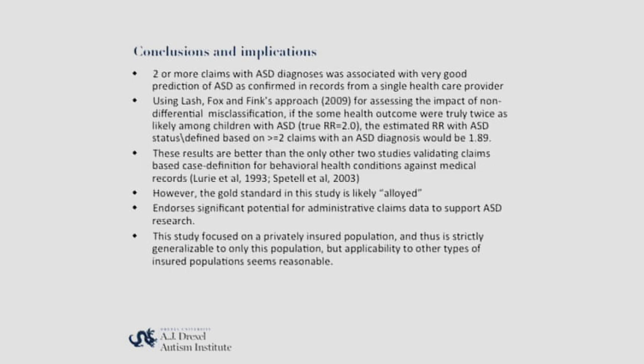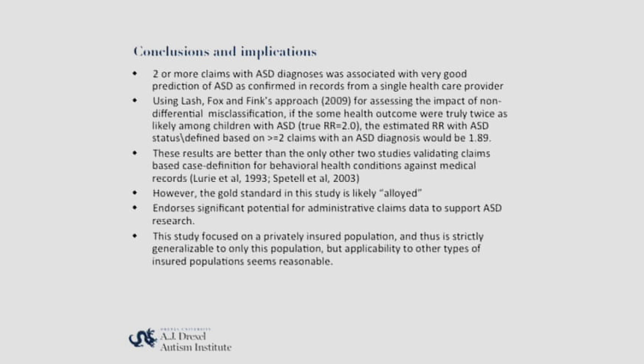What did we learn? We decided that two or more claims with an ASD diagnosis was associated with good prediction, as good as we could confirm from the way we were able to construct the chart review exercise. But it's not perfect. So we wanted to get a sense of what the impact of the misclassification that might be introduced by not having perfect prediction, if you're using claims-based diagnosis, might be.